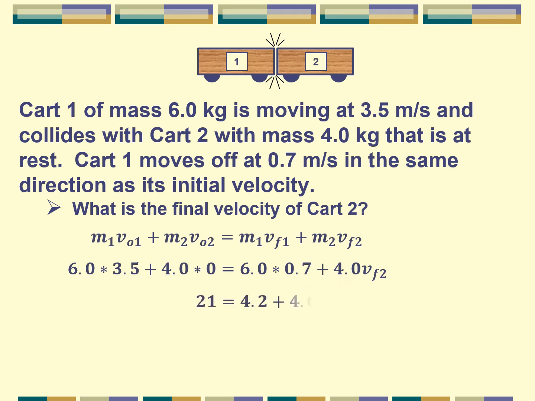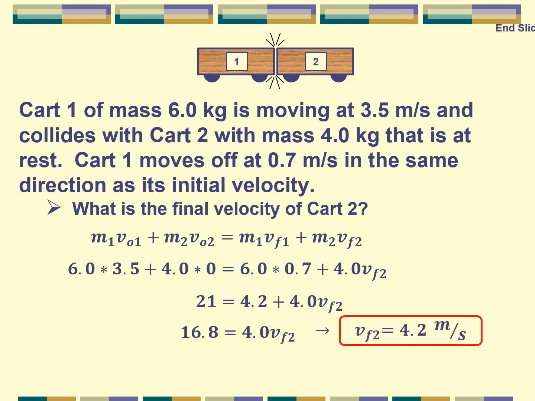So you put these in your calculator, you get 6 times 3.5 gives me 21, and 4 times 0 gives me 0, so I get a total of 21 on the left-hand side. And then 6 times 0.7 gives me 4.2. So I'll subtract 4.2 from both sides, it gives me 16.8 on the left-hand side. Then I divide by 4, and that gives me a total of 4.2 meters per second for the final velocity.